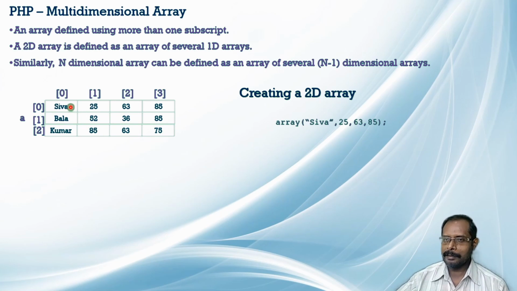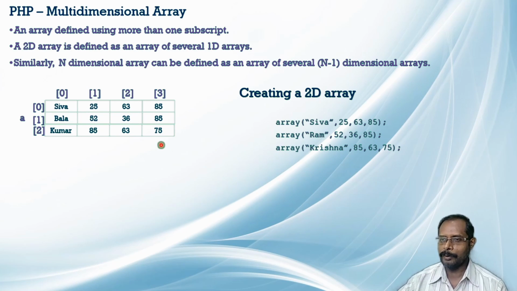So I have written the statement to create a one-dimensional array. Followed by that I am going to write another statement that is going to create the second one-dimensional array. Here I am using another name like Ram, but there it is Bala, but don't consider that. The concept is the same. And finally I am going to write the third line to create the third array. So here I have written 3 separate lines. These are 3 separate one-dimensional arrays.